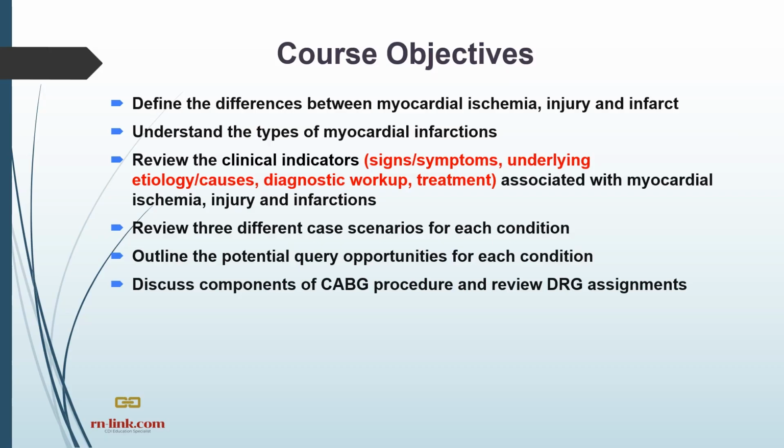Course objectives. Define the differences between myocardial ischemia, injury, and infarct. Understand the types of myocardial infarctions. Review the clinical indicators, signs, symptoms, underlying etiology, causes, diagnostic workup, and treatment associated with myocardial ischemia, injury, and infarctions. Review 3 different case scenarios for each condition.